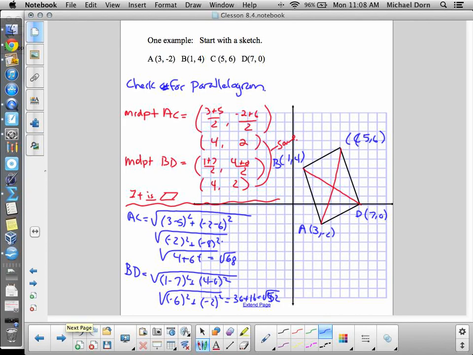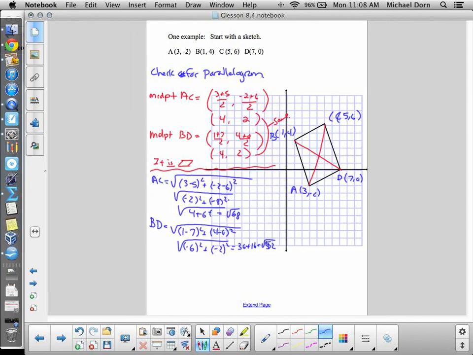Okay? Diagonals are not congruent, therefore it is not a rectangle or a square. So from that, diagonal is not congruent. So not rectangle or square. Could still be a rhombus. Might be a plain parallelogram, might be a rhombus, don't know. So I can check to see if the diagonals are perpendicular.